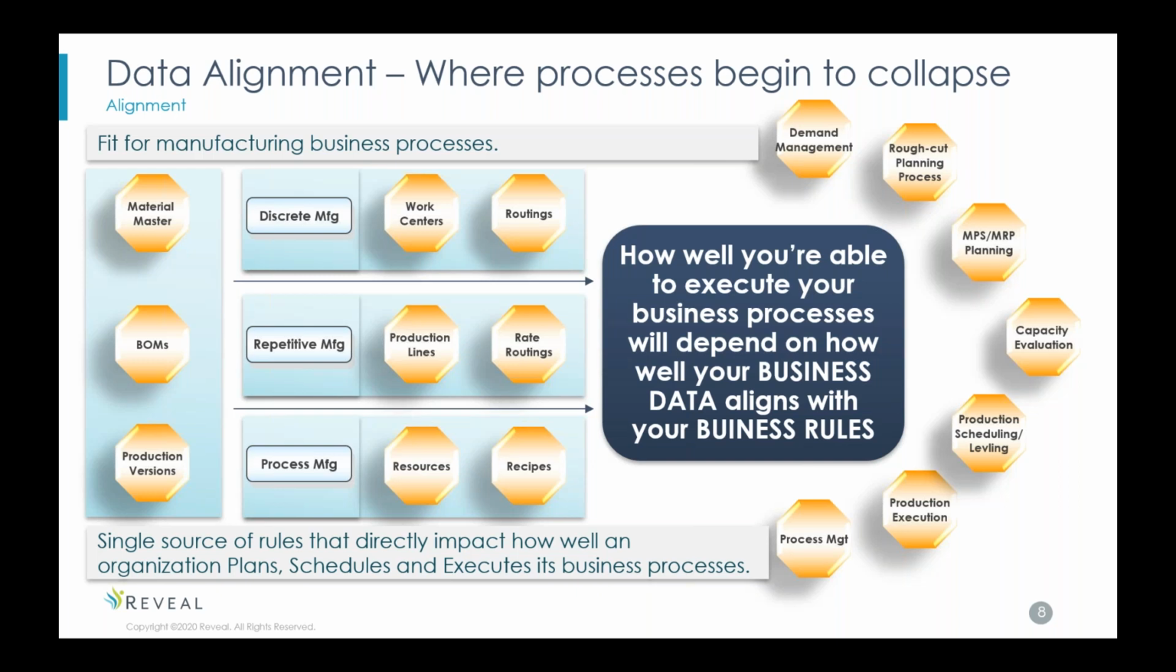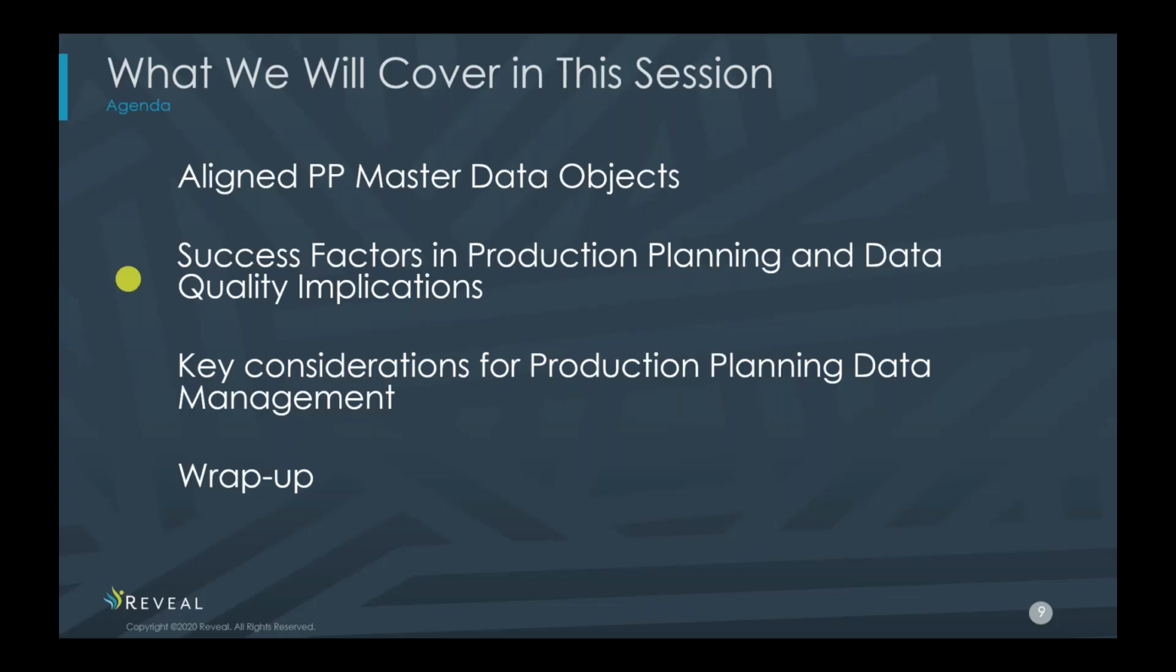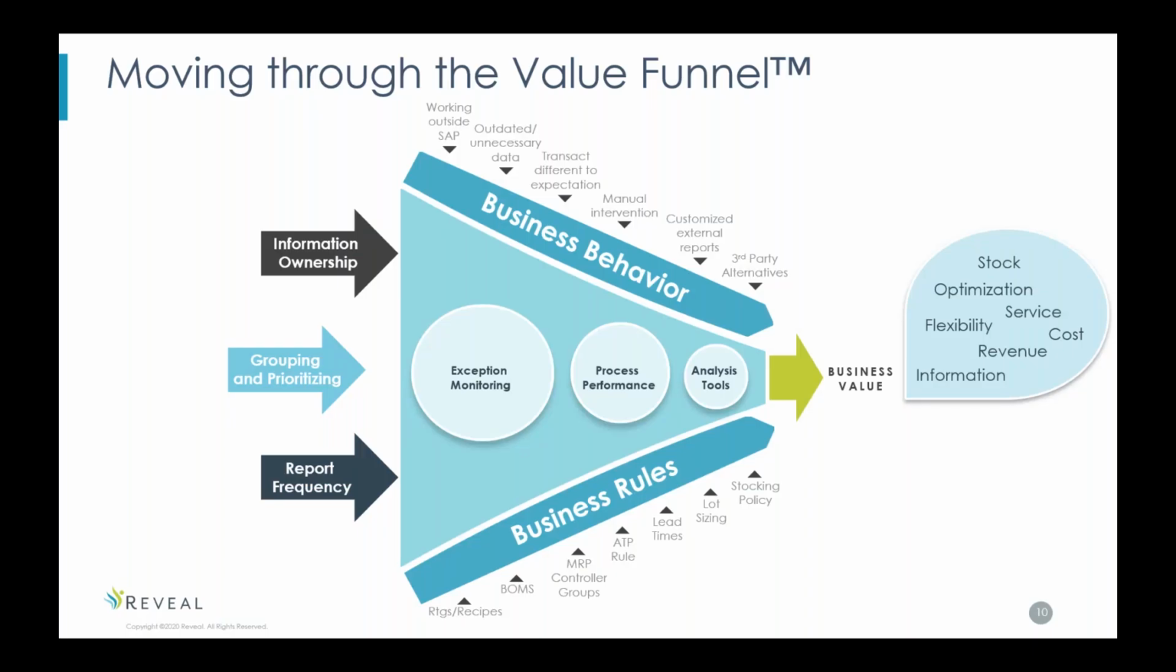So let's take a look at some key considerations as well. And I want to introduce you to something we call our value funnel. All right. So I have just said to you that if your business data does not align with your business rules, you will not be able to manage by exception, which is what you want to really do.